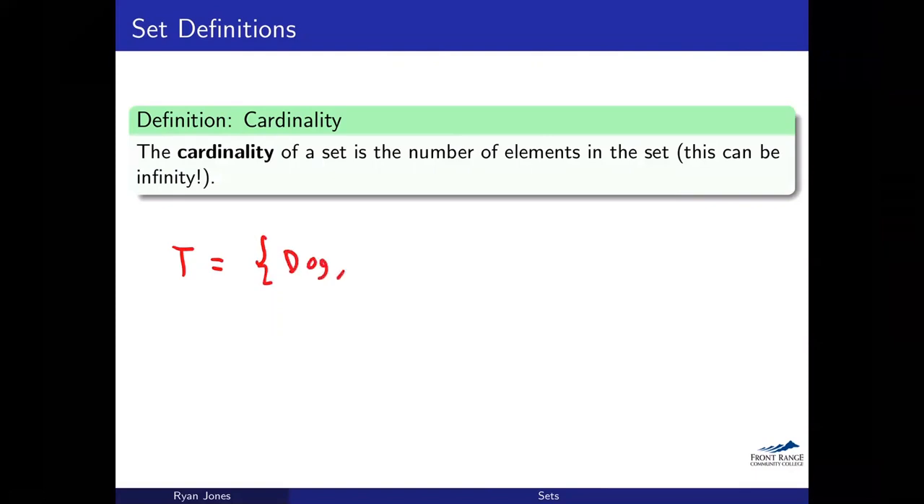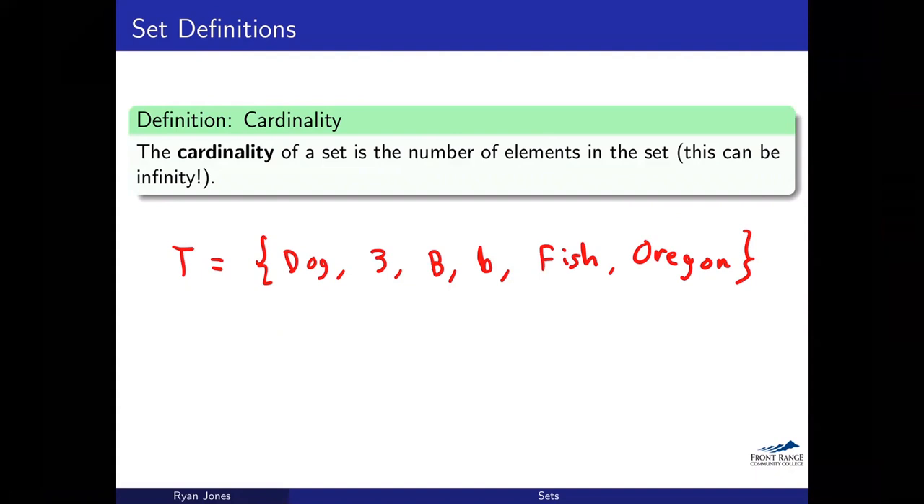dog, 3, B, lowercase b, fish, I don't know, Oregon, let's do that. I'm just coming up with random things. This is a set. This is a collection of objects. Granted, they're not really that related to each other, but it's a collection of objects.